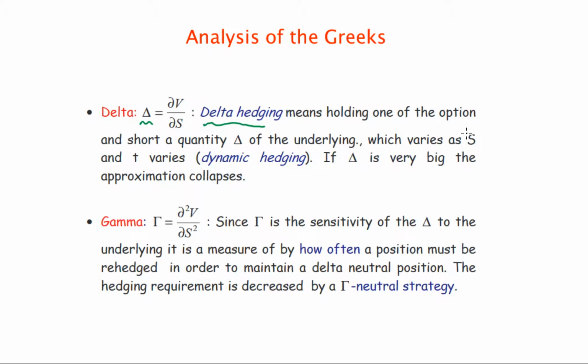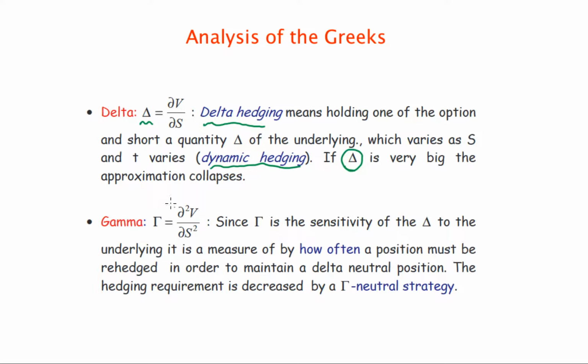Of course, as time goes by, the S value varies, so the delta you have to consider will vary as well. That's what's called dynamic hedging. So you have to change delta as S changes. And if delta is very big, then it probably means that the delta hedging will collapse, because we probably need to consider other contributions to the variation of V with respect to S, which go into higher order in S.